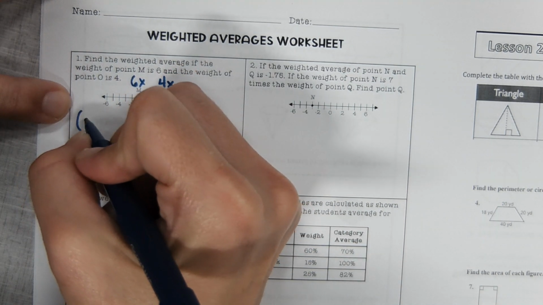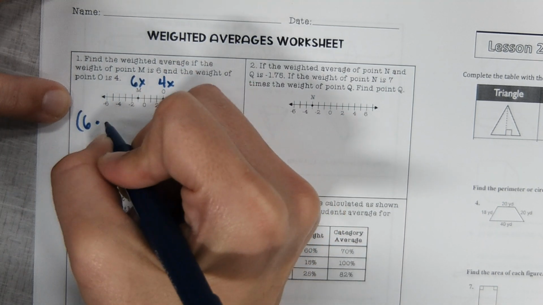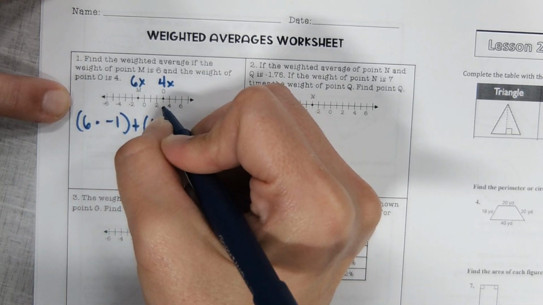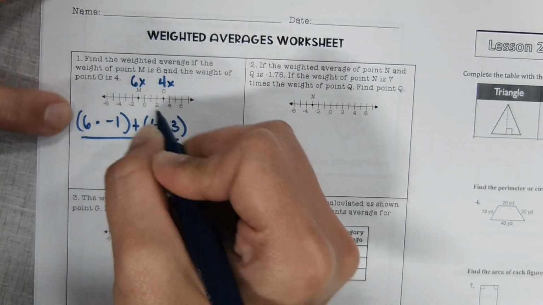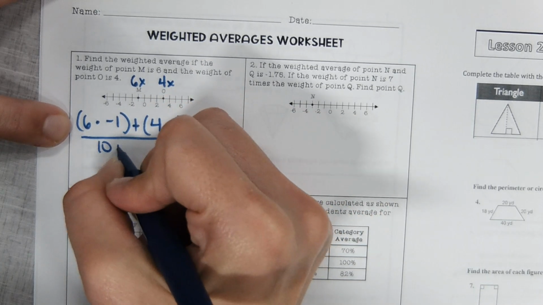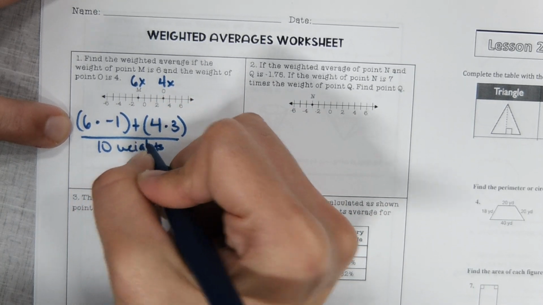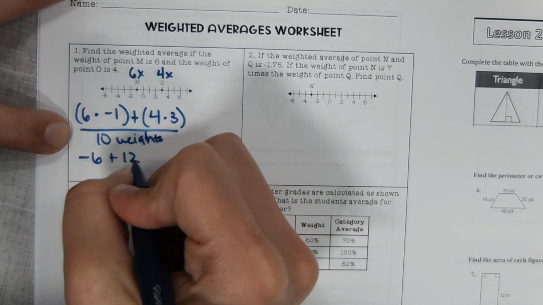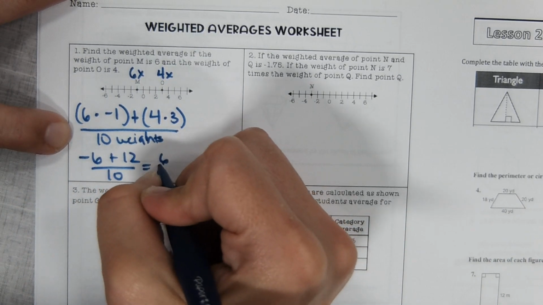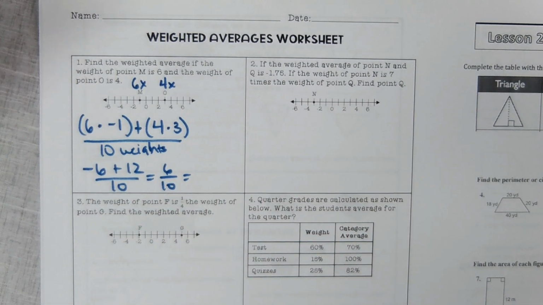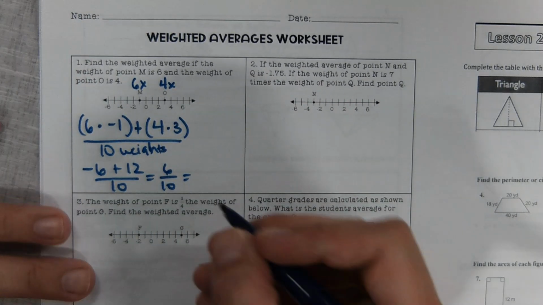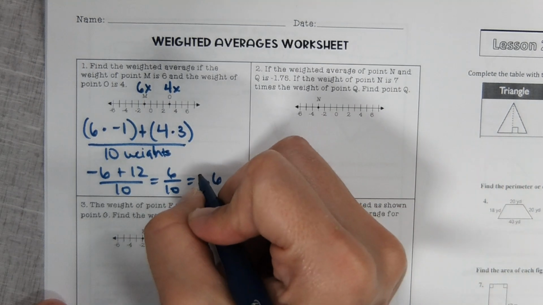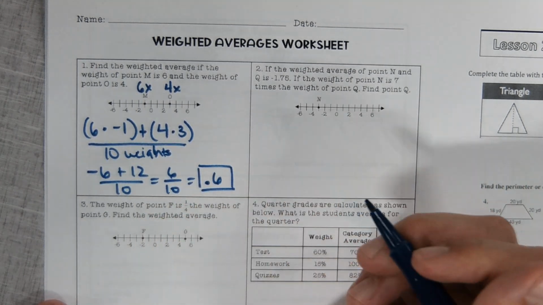And then we'll set up the equation. So 6 times that's at -1 plus 4 times that's at 3 over 6 plus 4, 10 weights. -6 plus 12 over 10, 6 over 10, which divides to 0.6. And that's the answer.